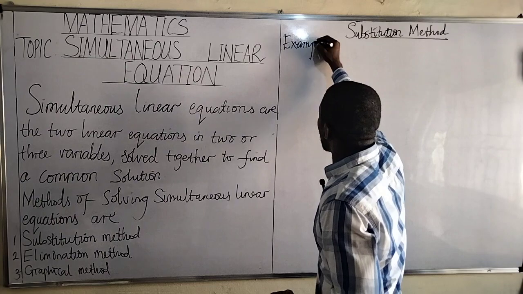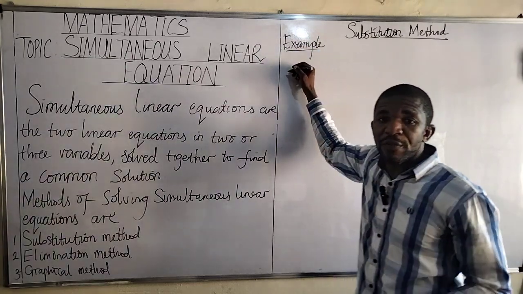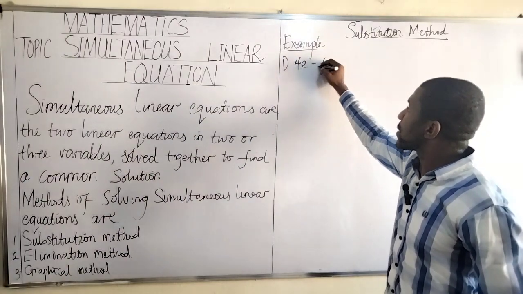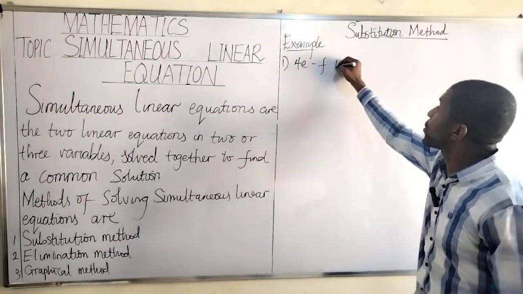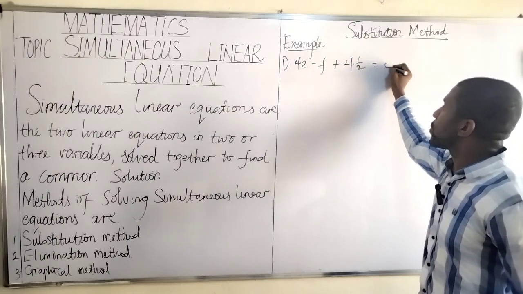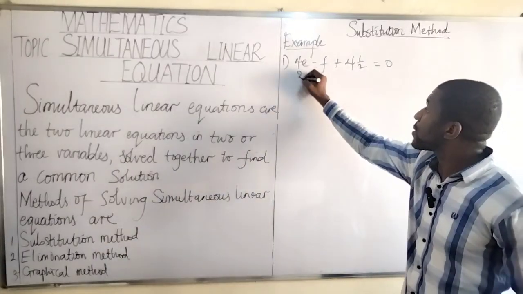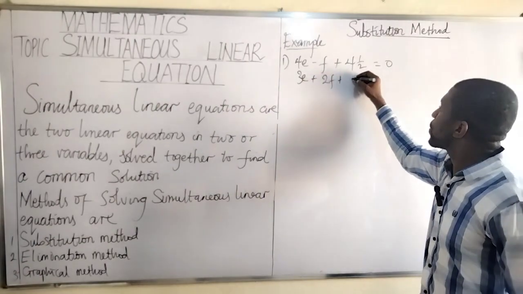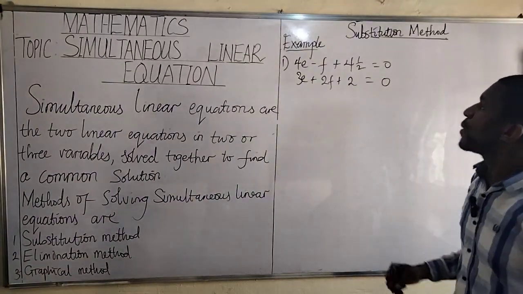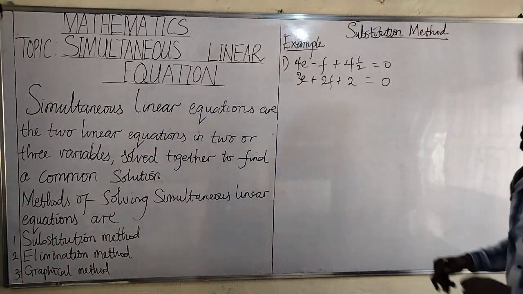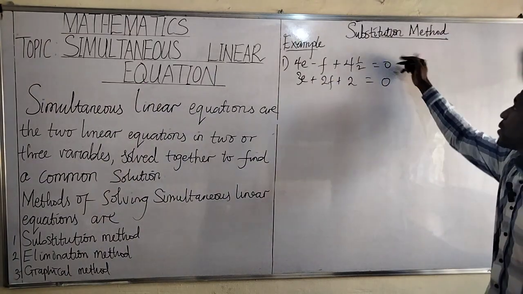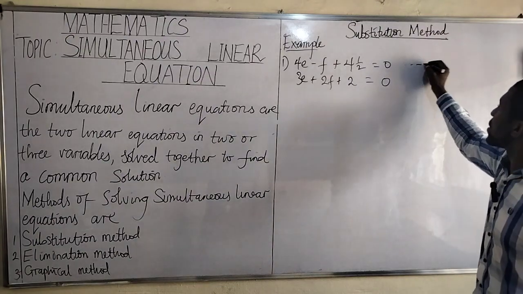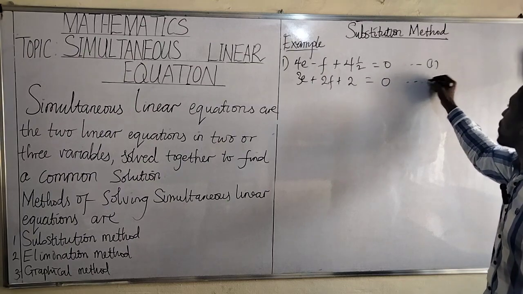Example. We are to solve this simultaneous linear equation: 4e minus f plus 4 1/2 equal to 0, and the other is 3e plus 2f plus 2 equal to 0. Okay, these are the simultaneous linear equations that we have here. So we want to solve it using substitution method. Let's call this equation 1 and this equation 2.